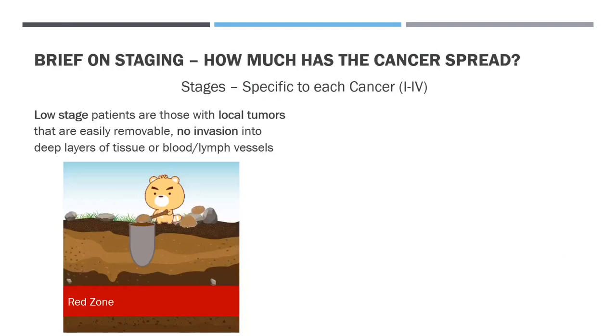Now let's do a brief on staging, which tells us how much the cancer has spread. The exact stage ranges that are used are specific to each cancer. The typical numbering system is from 1 to 4. Low-stage cancer refers to a tumor that is easily removable because there is no invasion into deep layers of tissue or into blood and lymph vessels. In the picture below, our little friend is digging their hole not too far in the ground, so it doesn't hit the dangerous red zone, which represents our blood and lymph vessels.